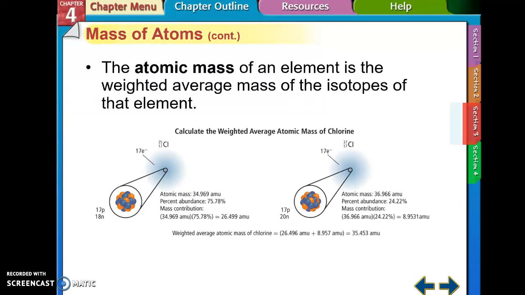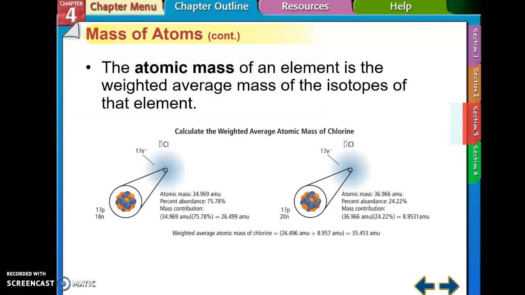So that means you're going to end up with a weighted average for all of the chlorine that exists in the world. And so you have to take into account the percent abundance and the mass that correlates to that percentage. So this is going to be a weighted average. It's not hard, you just have to pay attention to how you're going to calculate this.